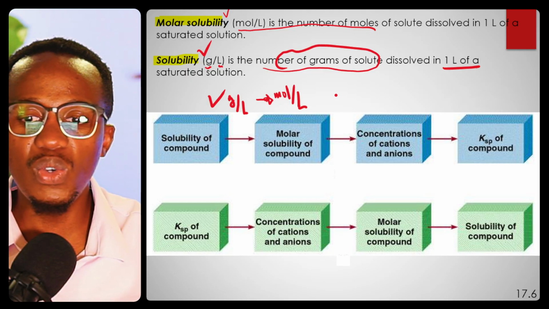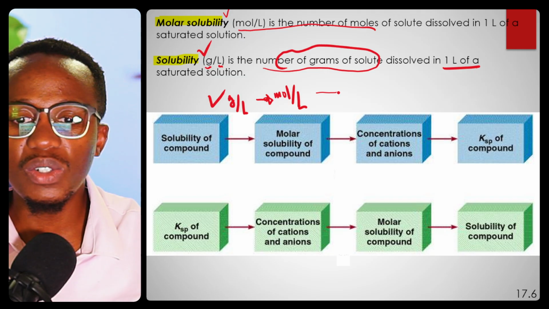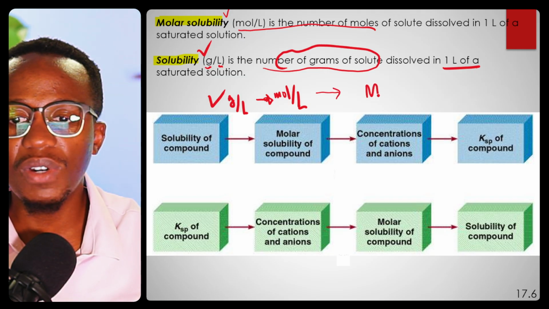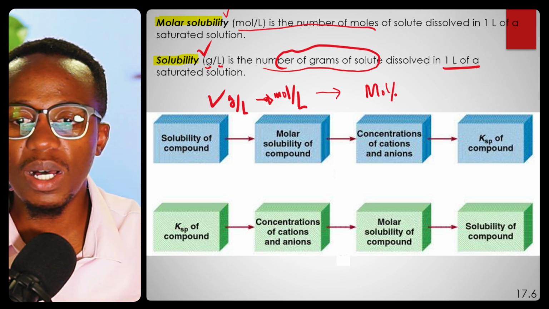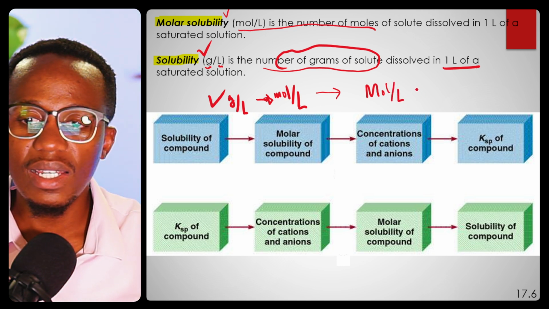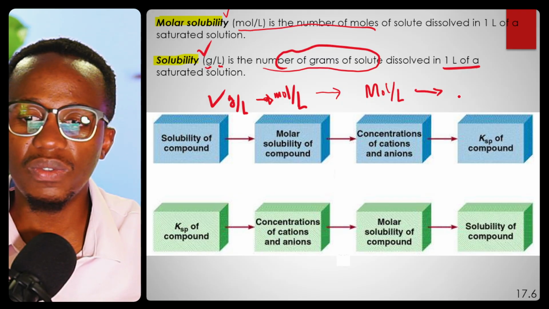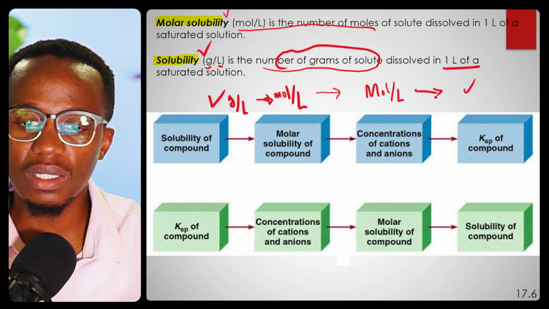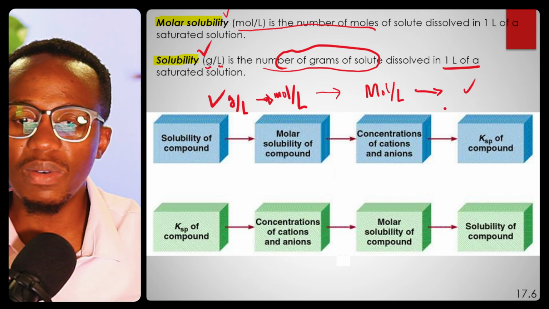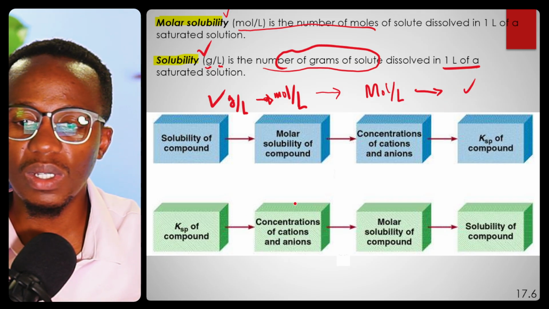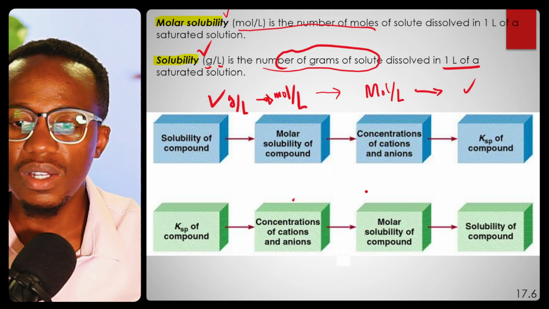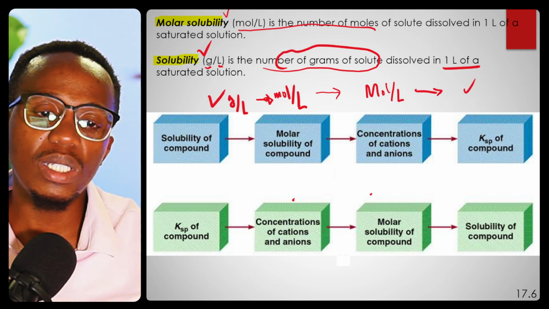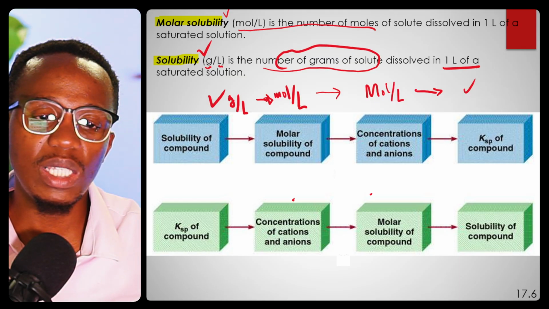you can then use the concentration, right? Remember, moles per liter is also concentration of cations and anions, right? And then the Ksp will just be the product of those molarities. And you can go the other way around, right? Go from Ksp to ion concentrations to molar solubility and solubility. So this is kind of showing you the blueprint of how to solve some of these problems, right?